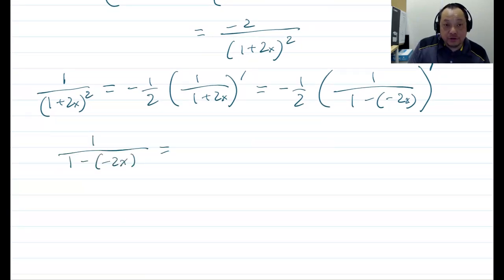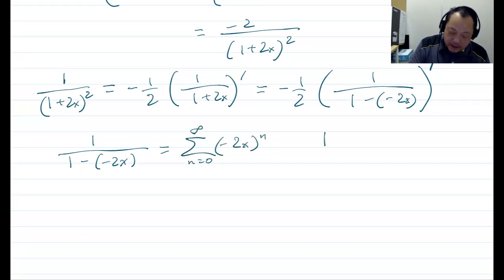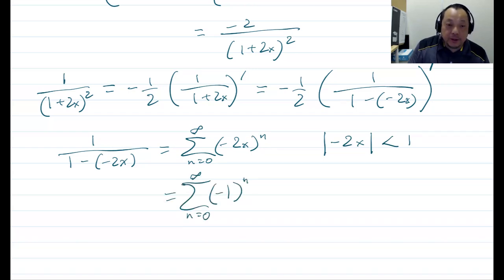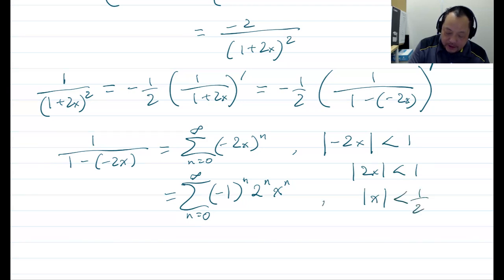This one is in geometric series form, where the radius of convergence is absolute value of -2x less than 1. All right, let's break this off. The negative breaks off into a -1. The 2x distributes to the nth, x to the nth. For the interval of convergence, the absolute value of -2x is the same as the absolute value of 2x. And if I divide both sides by 2, I get absolute value of x is less than 1/2. So that's my interval of convergence.